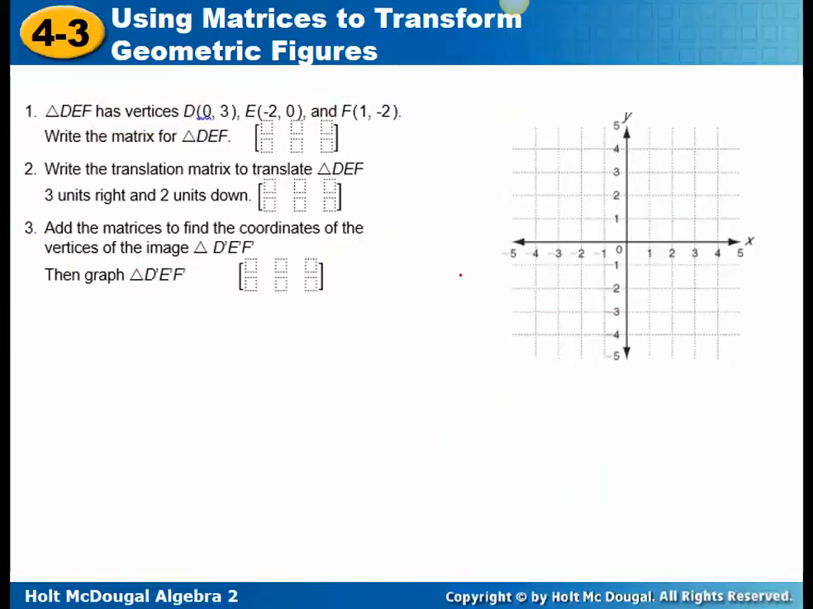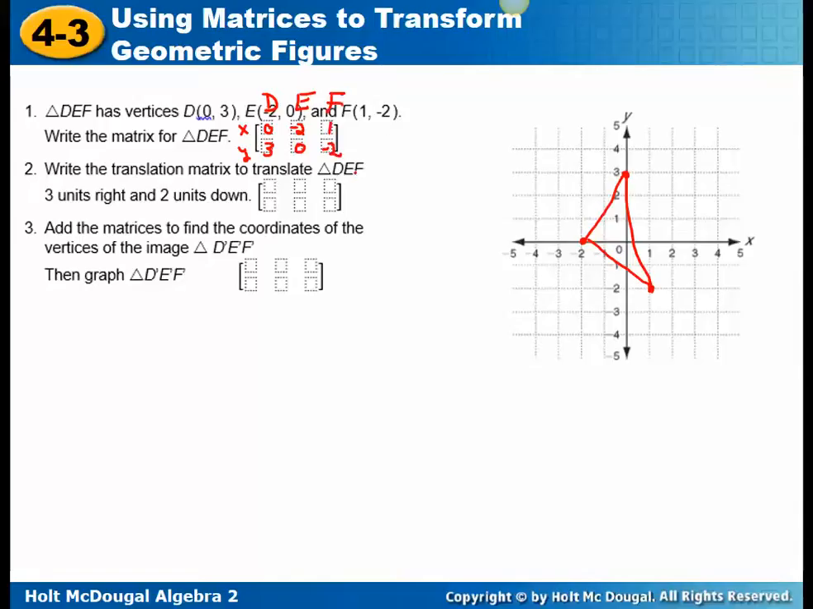These are some examples from your worksheet. So it's not too difficult. We'll start by writing our matrix for our pre-image. So let me graph this. 0, 3 would be right here. -2, 0 is right here. And 1, -2. So here is our pre-image. And the matrix, you just put the x coordinates in the top row and the y coordinates in the bottom row. So here's D, here's E, and F is at 1, -2.